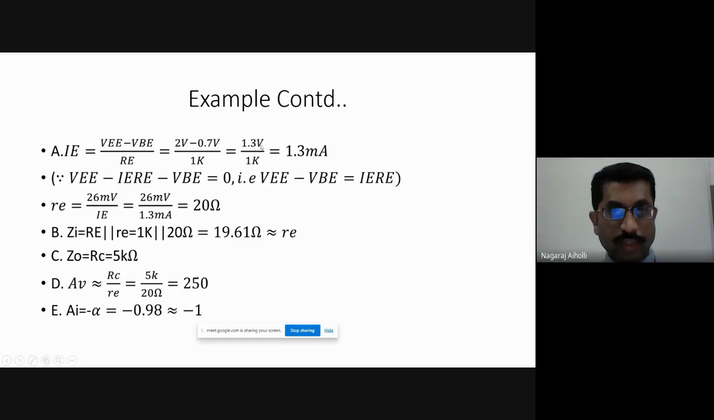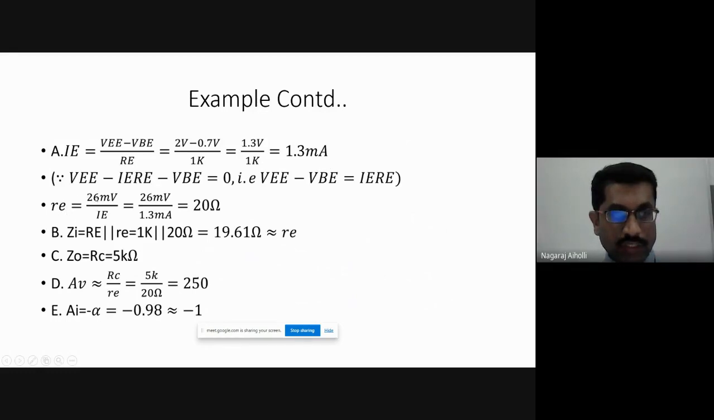This comes out to 1.3 volt by 1 kilo. So we know that 1.3 divided by 1 kilo is 1 milliampere. 10 raised to 3, if it comes to the numerator, will be 10 raised to minus 3. Therefore, we get 1.3 milliampere. Emitter current is 1.3 milliampere, right? Then next, find out RE.